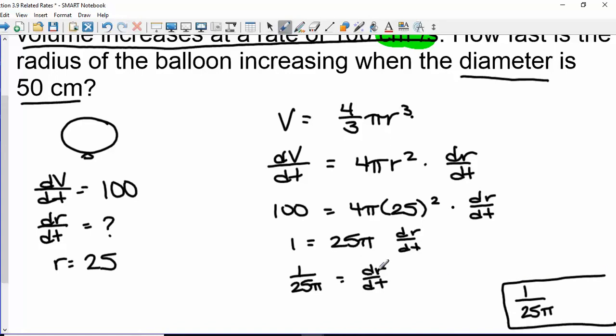Your units, use this, dr/dt. So r was the radius, so that's centimeters. Per, t was time, what were we measuring time in? Seconds. So it's 1/(25 pi) centimeters per second. Why is this positive? Increasing. If I were letting air out of my balloon, then I would expect a negative because my radius would be decreasing.